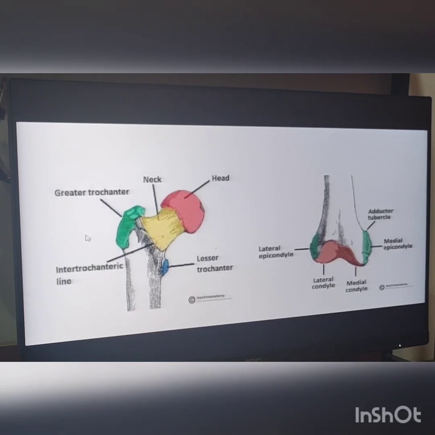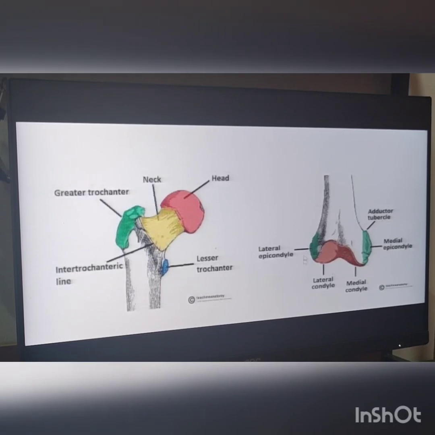Okay, this is the upper part. You can see the head is here. If there is a head, sure there is a neck, so the neck of femur. This is the greater trochanter, which you can see is a bit big. This is the lesser trochanter, on the medial side of the femur, and the intertrochanteric line. A fracture here is the IT fracture or intertrochanteric fracture. The long bone we call the shaft, from the upper to the lower part.